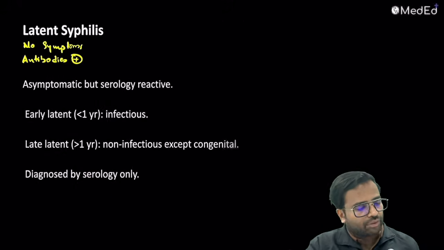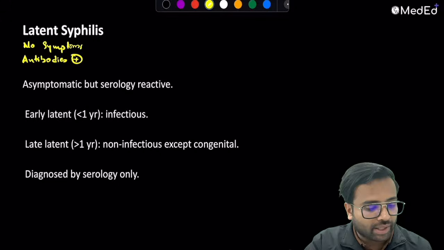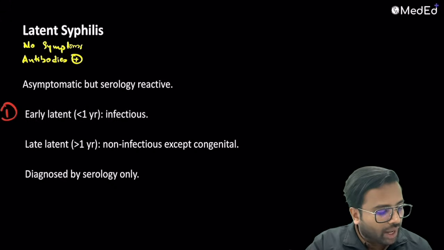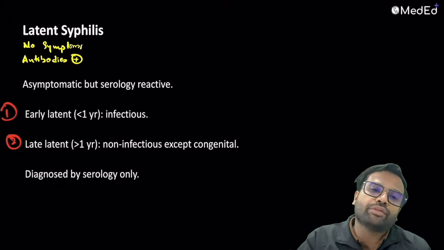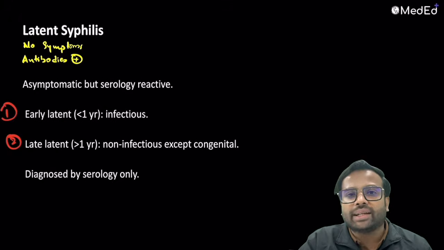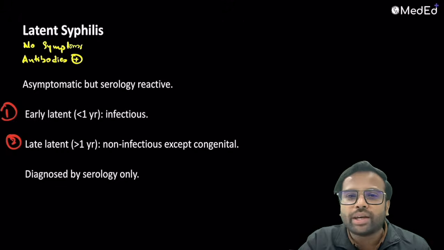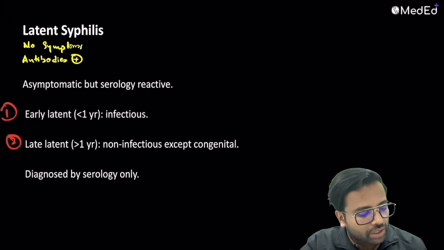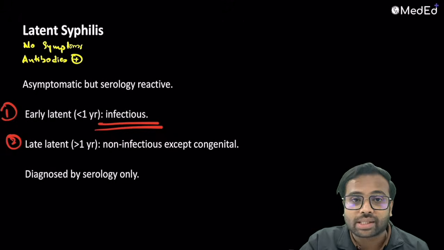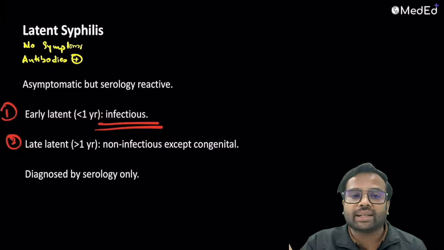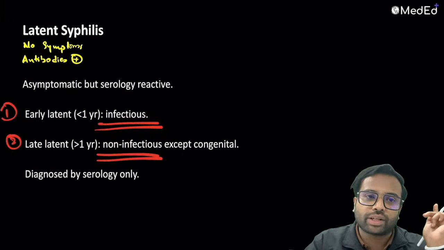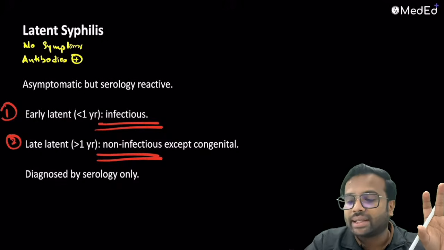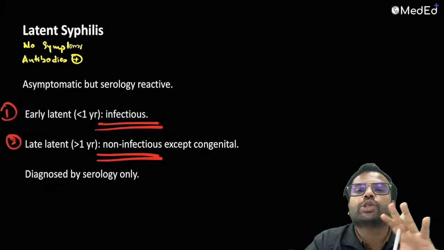So in latent syphilis, there are two types of latent syphilis. The first type is early latent and the second type is called late latent. यहाँ पे सिर्फ एक ही डिफरेंस है कि in early latent, which usually happens within 1 year of an infection, the patient is infectious. Whereas in late latent, the patient is going to become non-infectious. That is the difference.